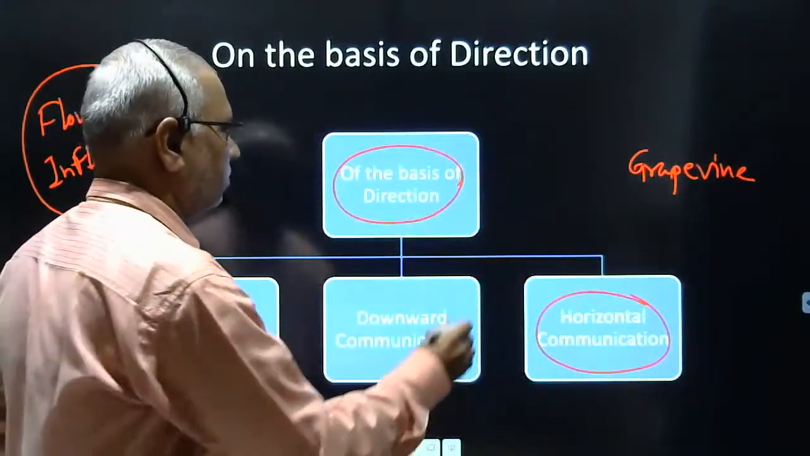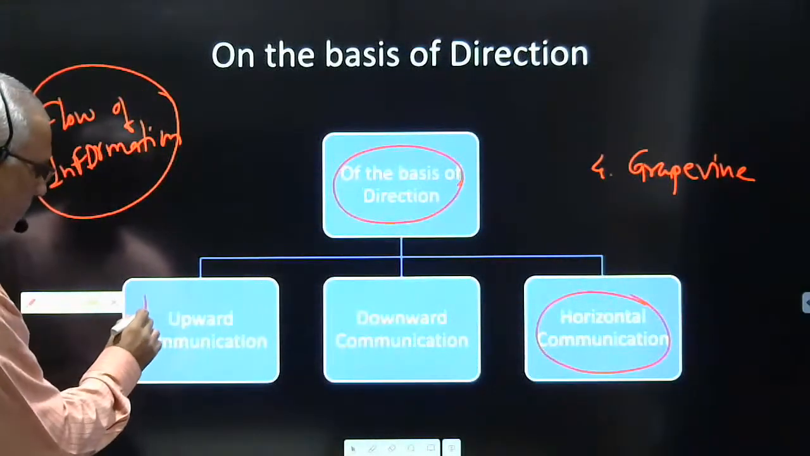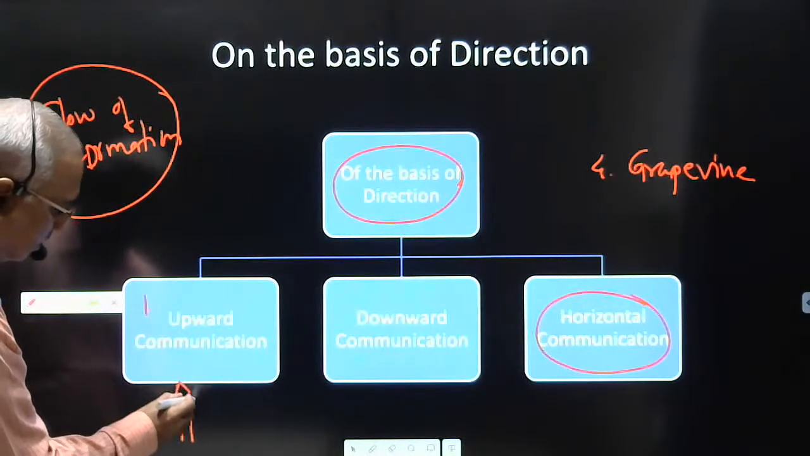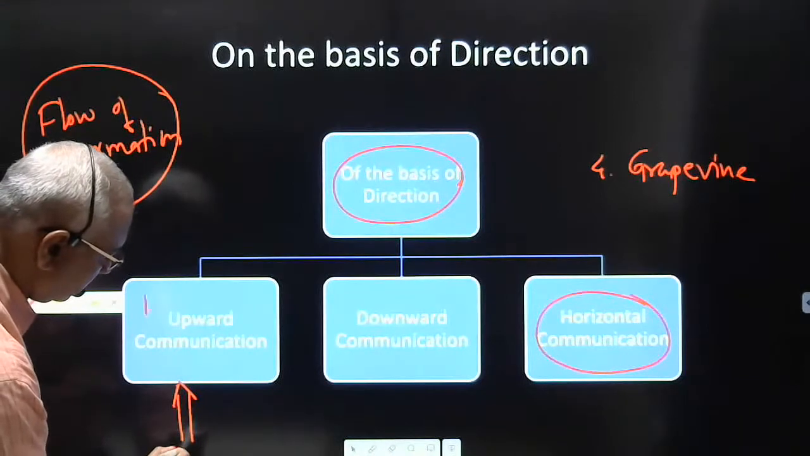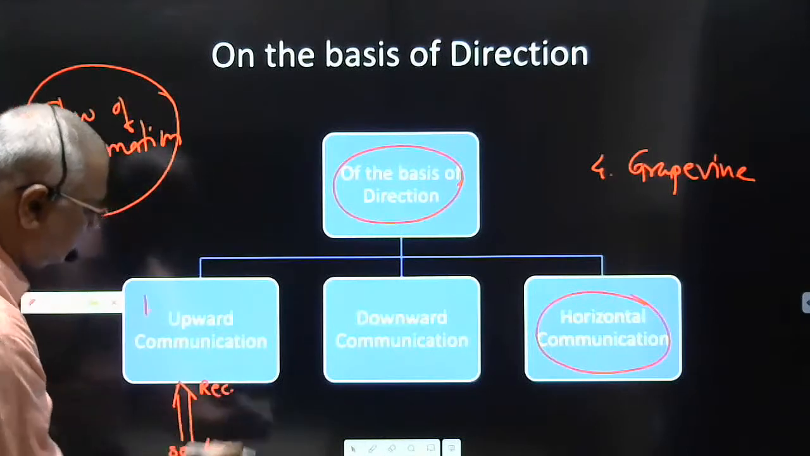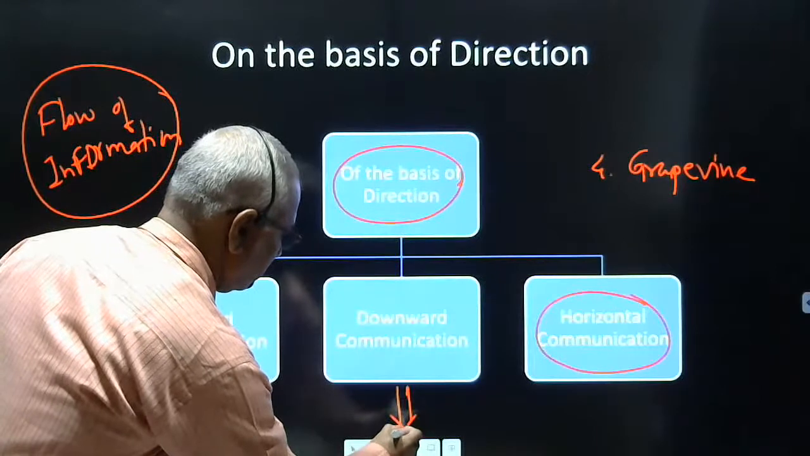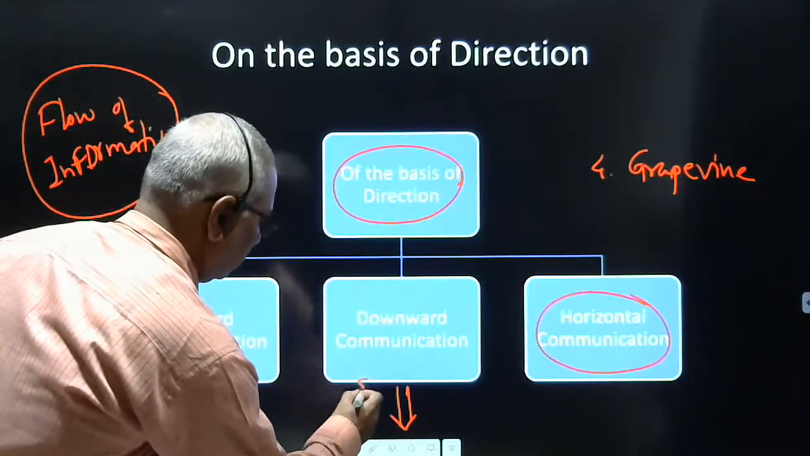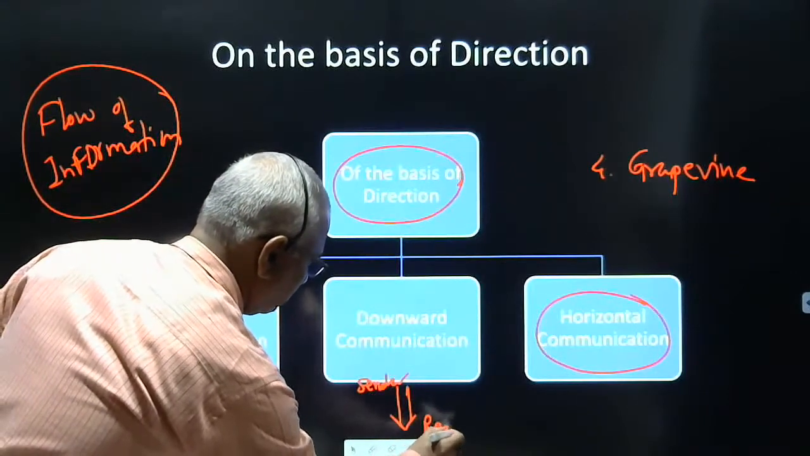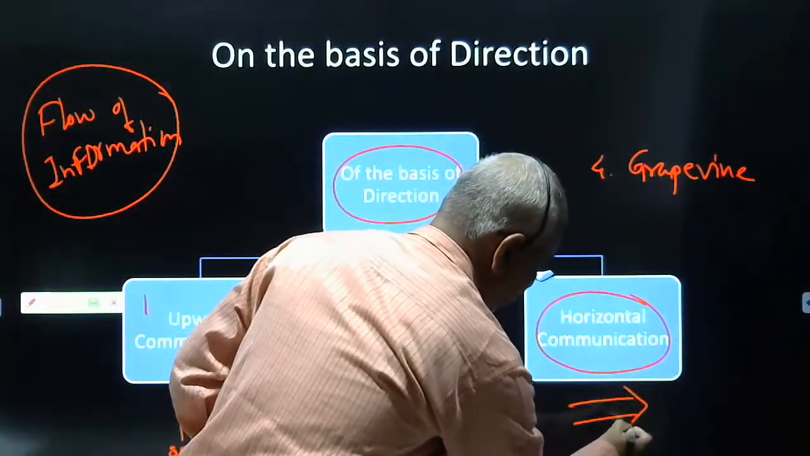This is the fourth one which is not mentioned here, but you should remember it. In the first, upward communication, what happens? Upward means like this. So the sender is here and the receivers are here. Downward communication, what is happening here? Once again, the sender is here and the receiver is here. In horizontal communication, the communication goes on like this.